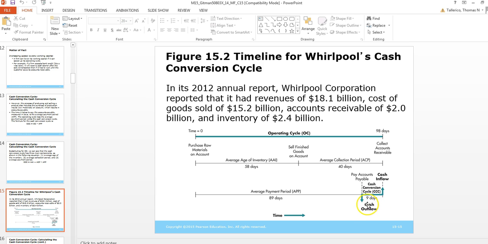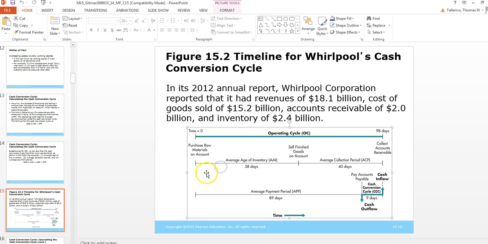It's 9 days. All right, so it starts here, and it goes here. Basically, your operating cycle is 98 days, and over here they break it down to 40 days and 58 days, right? So you get 98 days, and when you subtract off your average payment period of 89 days, 98 minus 89 comes out to 9 days, right? So you see that here. This is just a graphical representation of the equation I just showed you.